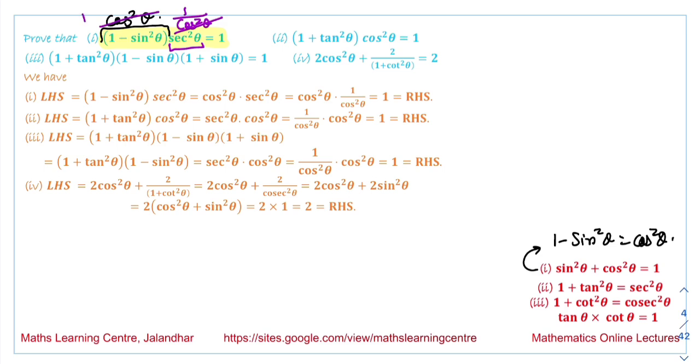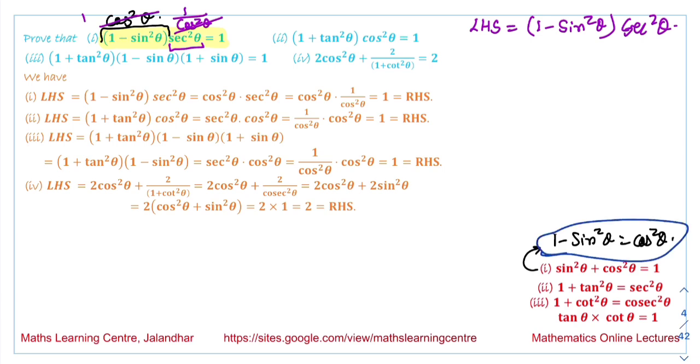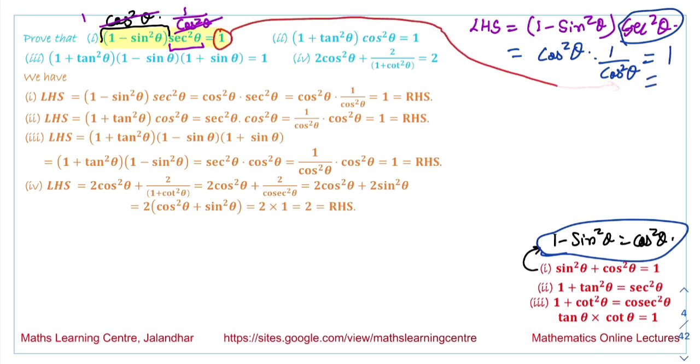So how we are going to solve this is, we write LHS equal to 1 minus sine square theta into secant square theta. Then by using this identity, we get this equal to cos square theta into secant square theta, which is cos square theta into 1 over cos square theta. The final answer we are getting is equal to 1, and this is the RHS that we have. So hence this result is proved.